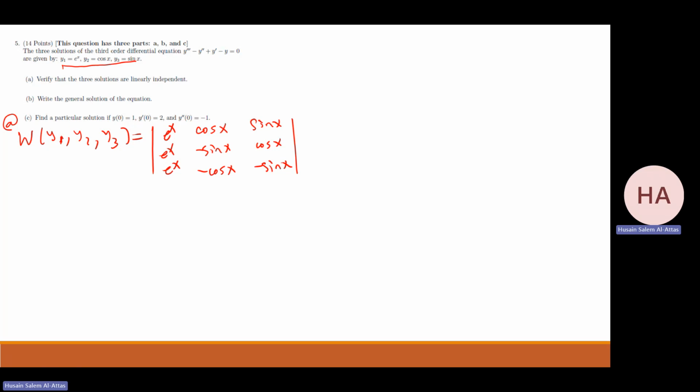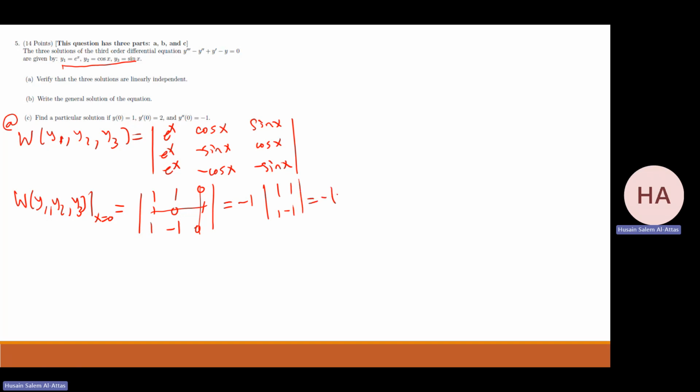I'll do the same trick. Since they are solutions, then it can satisfy any value. So I'll do the Wronskian at x equals 0. That will be 1, 1, 1, 1, 0, minus 1, 0, 1, 0. So I'll do it with the last column. So I have minus 1. This is plus minus plus minus. 1, 1, 1, minus 1. That minus 1 times minus 1 minus 1, minus 2. That will be 2, not equal to 0. So they are linearly independent.